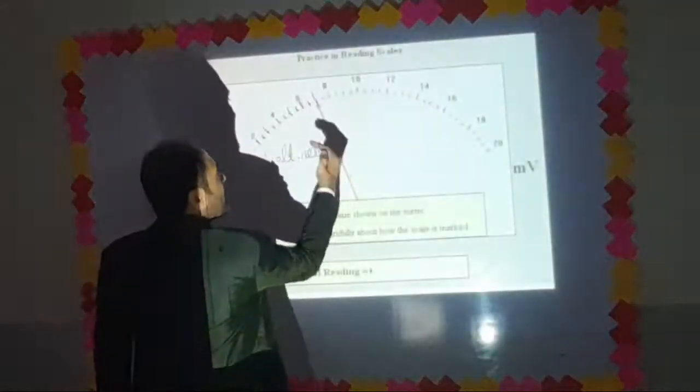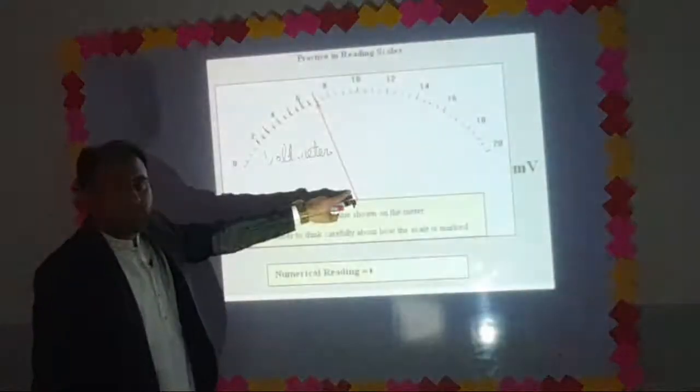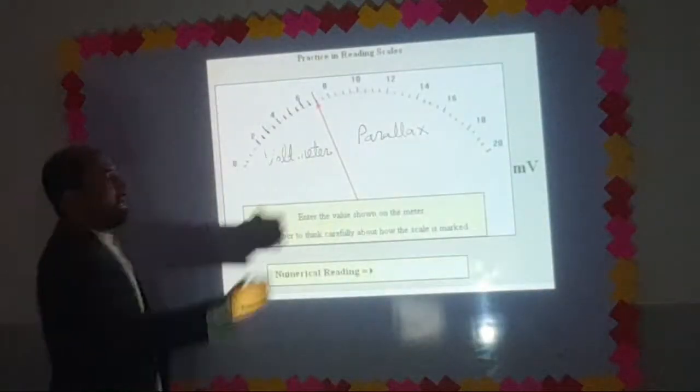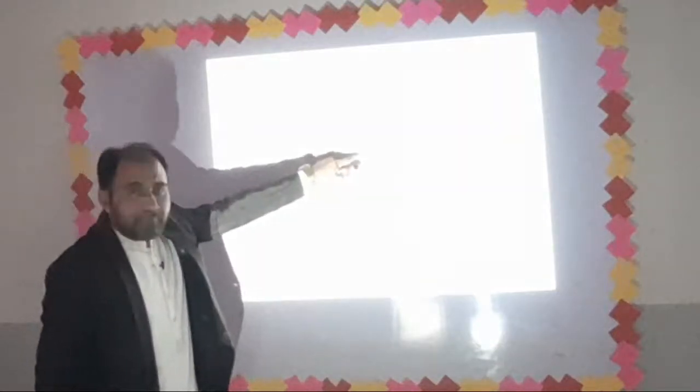precautions are very important. Your eye must be at a right angle to the position of this needle. If your eye is not straight on this position, the reading may be doubtful, and that error in the reading is called parallax error. We have to avoid parallax error. What is parallax error? Parallax error is the doubt or error in the reading because of the wrong position of the eye.